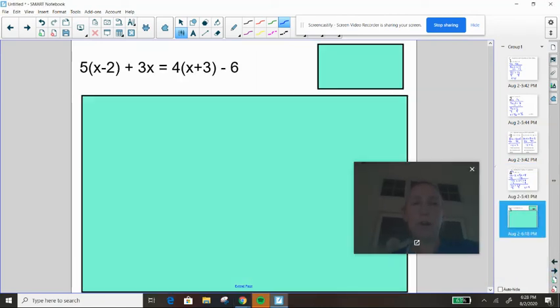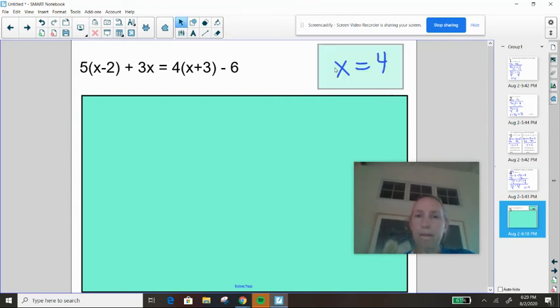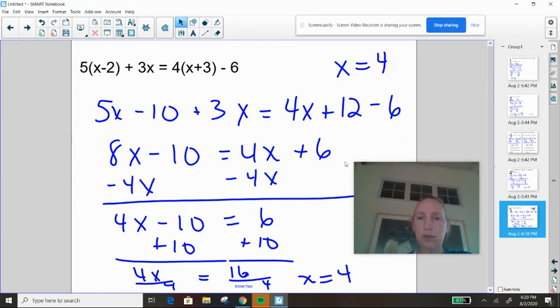So now you go ahead, pause your video. I made it a little harder. I put distributive property on both sides with some like terms to combine. So go ahead, pause your video, and then turn it back on to see if you got the right answer. Did you get x equals 4? If you didn't, pause your video again and see if you can see where my work differs from your work.